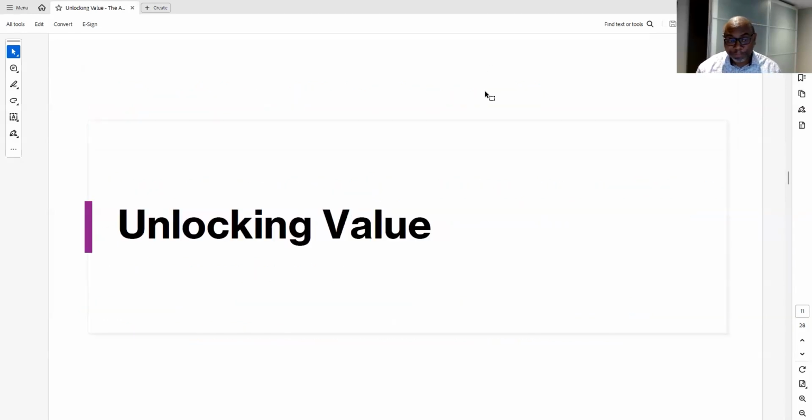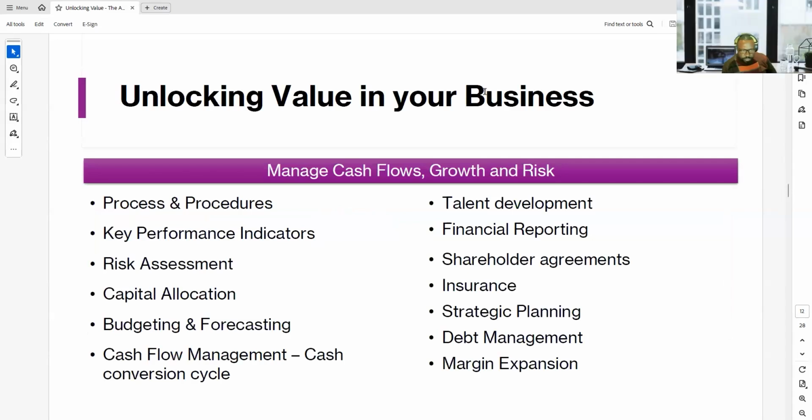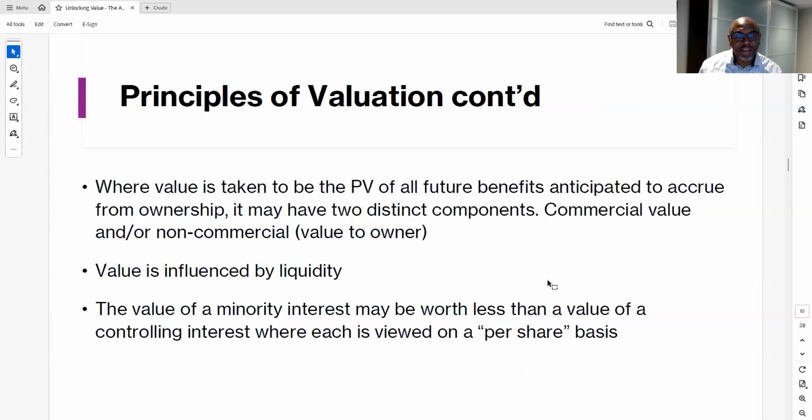So, unlocking value. All right, Vince, before we get in, I just want to pause for a second to ask. I know we only have one participant, however. No, it's okay. Alex, do you have any questions? Oh, I'm just following along.